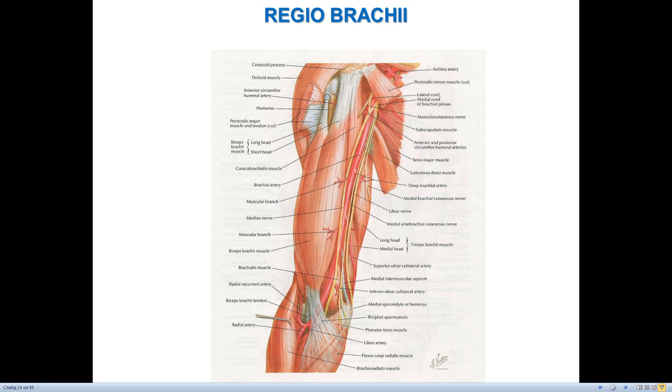This anastomosis can be the beginning of the intermediate brachial vein. So, the end of the intermediate brachial vein.